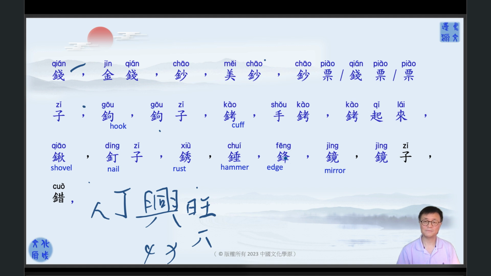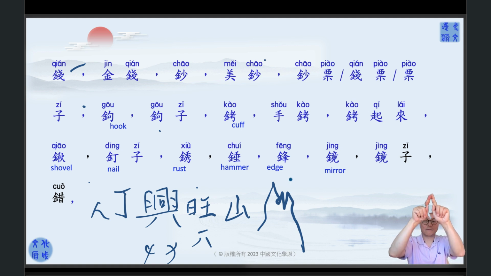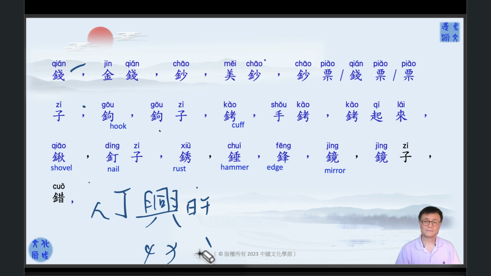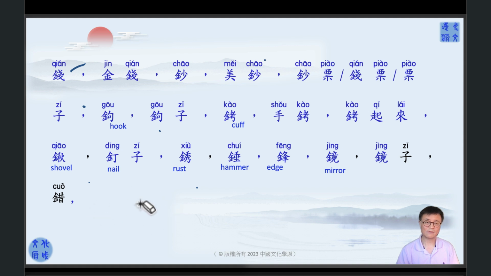You want to remember this. That's the edge of a knife, or the sharp shape of a mountain. If you have a mountain like this, this is called 山峰. 山峰, feng, or the edge of a double-edged sword, that's a double edge, very sharp. 剑锋, edge. I hope I don't speak too fast, right? I'm writing some new and old characters for you to review.